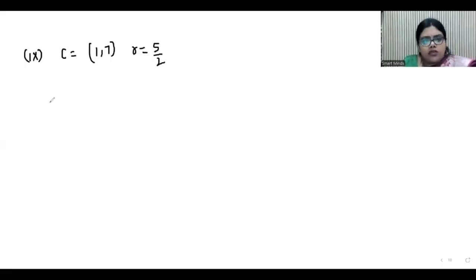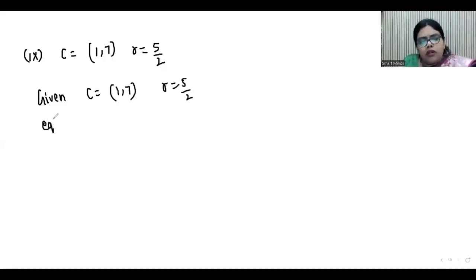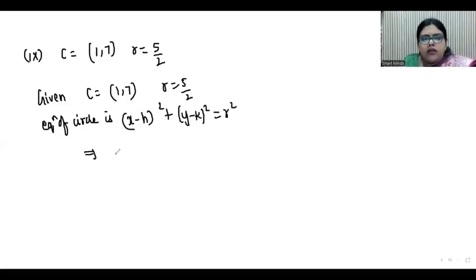Take the next question. What is given to us? Given center is (1, 7), radius is 5 by 2. Now what is equation of circle? Equation of circle when center and radius is given, it is (x minus h) whole square plus (y minus k) whole square is equal to r square. So (x minus 1) whole square plus (y minus 7) whole square is equal to (5 by 2) whole square.